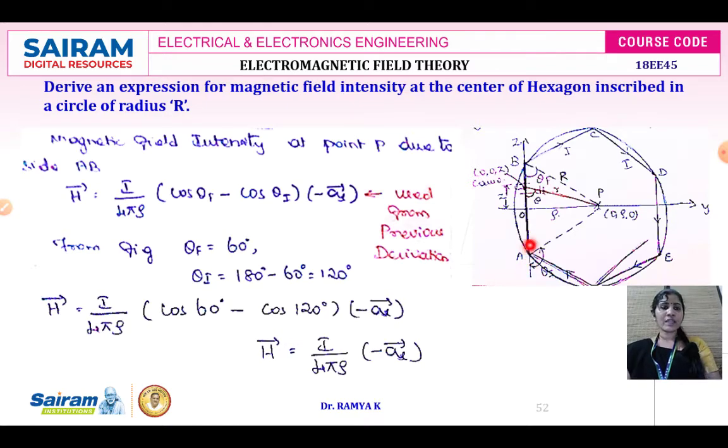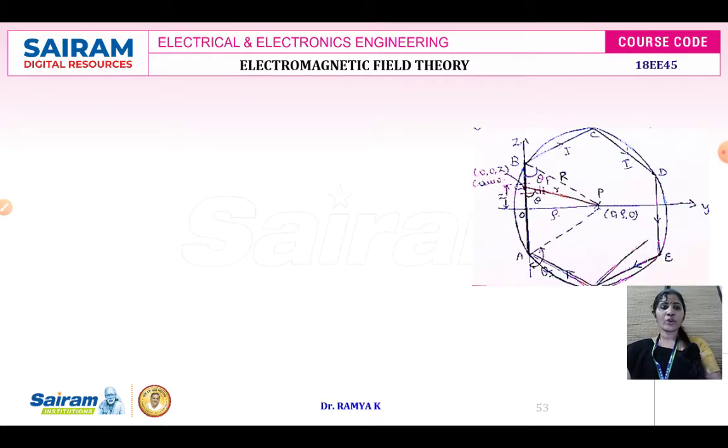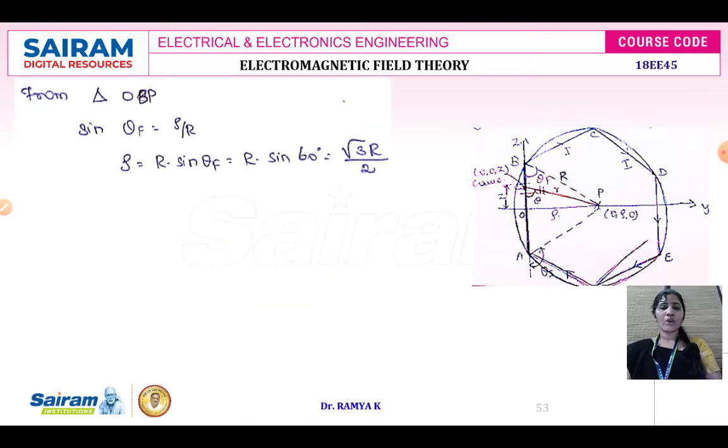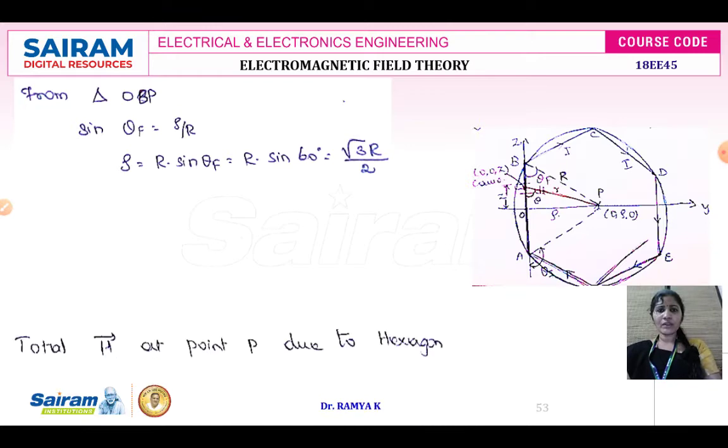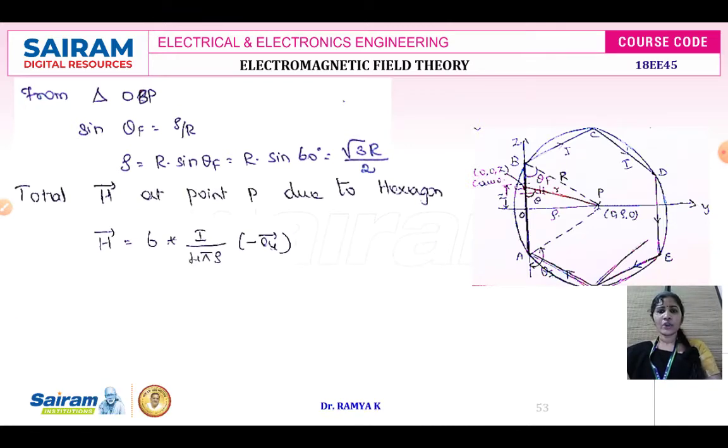Now, how many sides does a hexagon have? It has 6 sides. So the magnetic field intensity on one side multiplied by 6 will give the total magnetic field intensity of the hexagon. So the total magnetic field intensity due to the hexagon, H, is equal to 6 into I divided by 4 pi rho into minus ax. The value of rho is the distance from point O to point P.